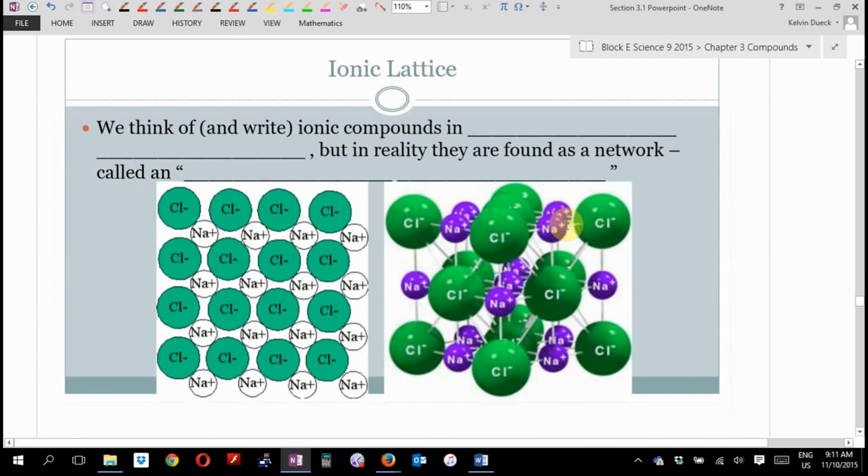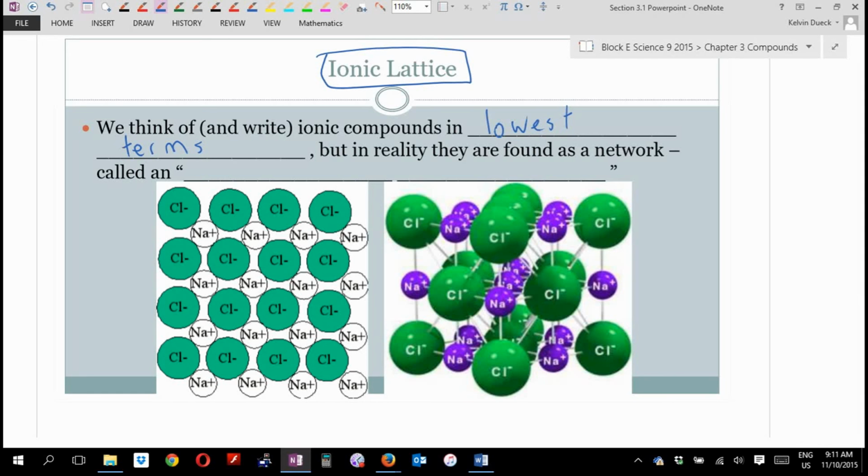So, ionic compounds form, and this is a word you want to know, an ionic lattice. I can't remember if I put that in your notes as a title. So we think of and write ionic compounds in lowest terms. For example, NaCl is the chemical formula, but it's really Na 1 million, Cl 1 million, or Na 1 trillion, Cl 1 trillion. But what I'm saying is, for every sodium, you need 1 chlorine. It's lowest terms. For this one here, this is a three-dimensional model of NaCl, and this is what helps you visualize.